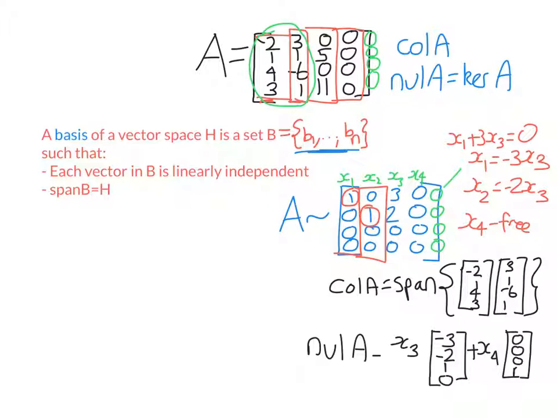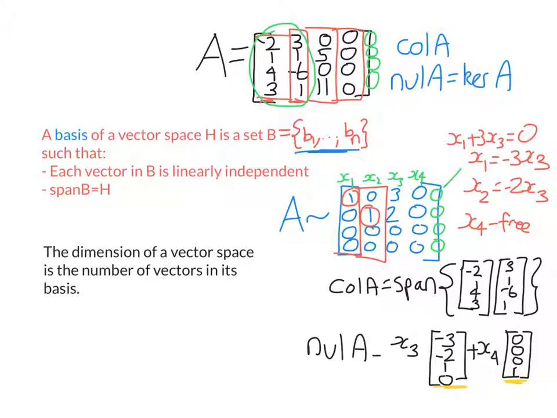Okay? So that's what our solution looks like, and it turns out that these two vectors here form a basis for the null space of A. Any linear combination of these two vectors, which of course includes the 0 vector, will be in the null space of A. So I've used the word dimension many times throughout this series, but the dimension of a vector space or subspace is just the number of basis vectors that it has.